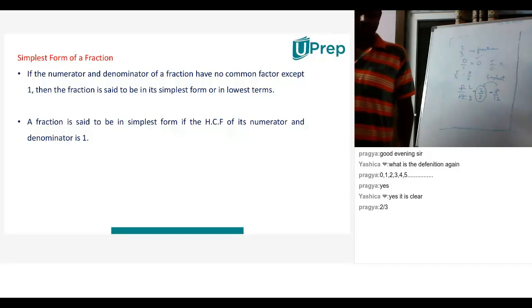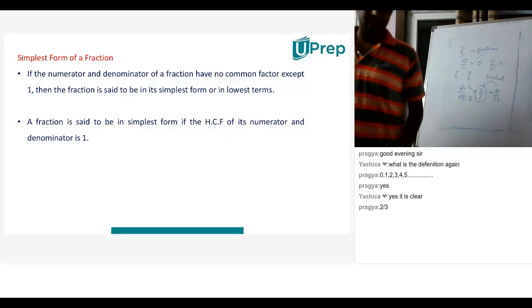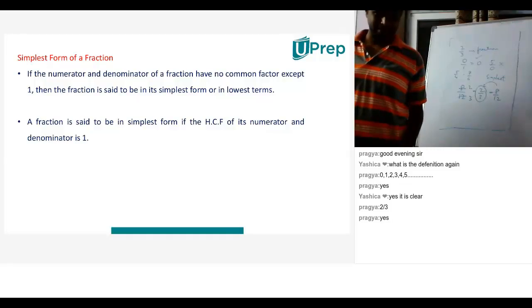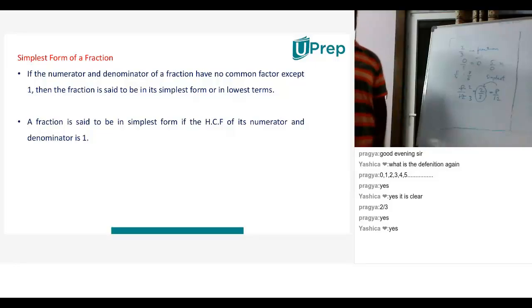Is that okay, children? Type in a yes, please. Type in a yes in the chat box if you have understood the simplest form. Yes. Only Pragya is typing. Yes, sir, I didn't understand. Sir, I got disconnected. Okay, no issues.